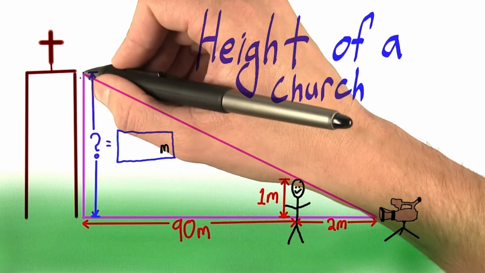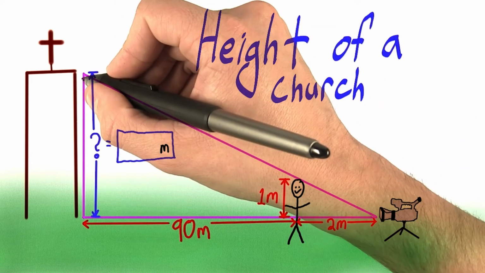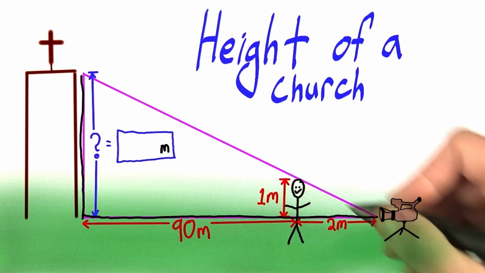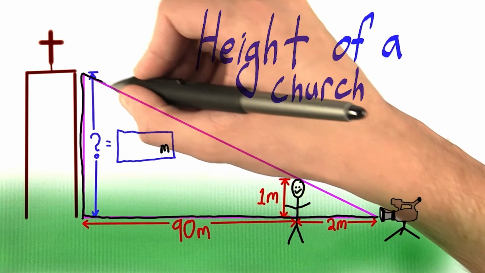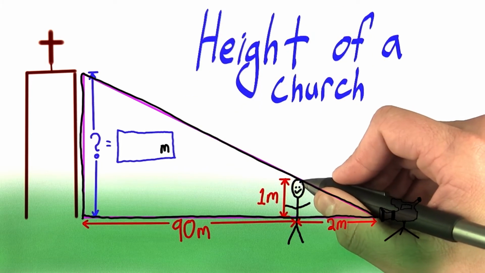And the key step here was in realizing that we have two similar triangles. We have this large triangle formed by the height of the church, the distance from the base of the church to the camera, and then the distance from the top of the church to the lens of the camera. We also have this smaller triangle formed here.